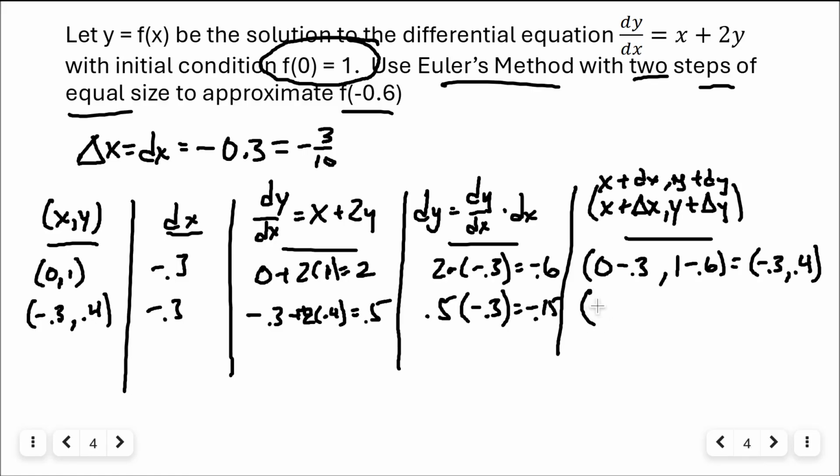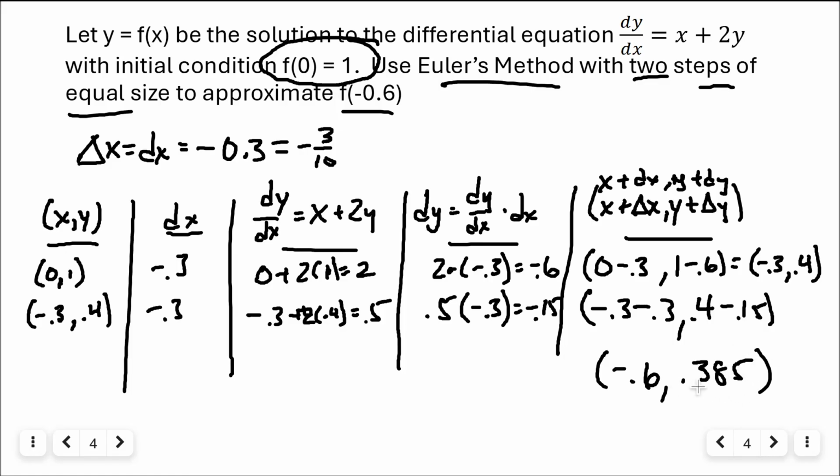So then I'm at negative 0.3, and I'm going to go down by 0.3 again in x. y is right now at 0.4, and I'm going to go down by 0.15. That puts me at x equals negative 0.6, which is where I want to be. And 0.4 minus 0.15 is 0.25. So then f of negative 0.6 is approximately 0.25, and that would be my answer.